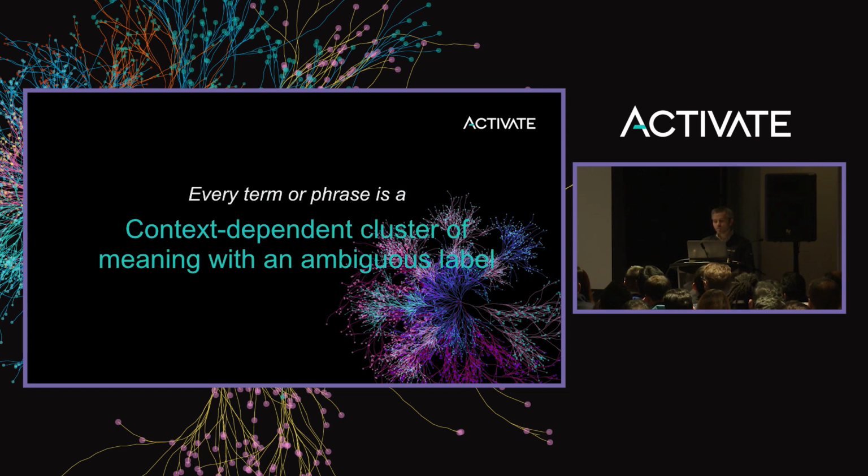And so the way I like to think of this is I think of every term or phrase as effectively a context-dependent cluster of meaning with an ambiguous label. So I'm taking the word Facebook and I'm applying it to this cluster of meaning that I'm thinking of right now that is very much dependent upon the context in which I'm operating. And I would say that when we talk and use words amongst each other, we have a generally shared model of what a word means that allows us to communicate, but everybody's model is slightly different, and our model changes based upon the moment and the time and the context.